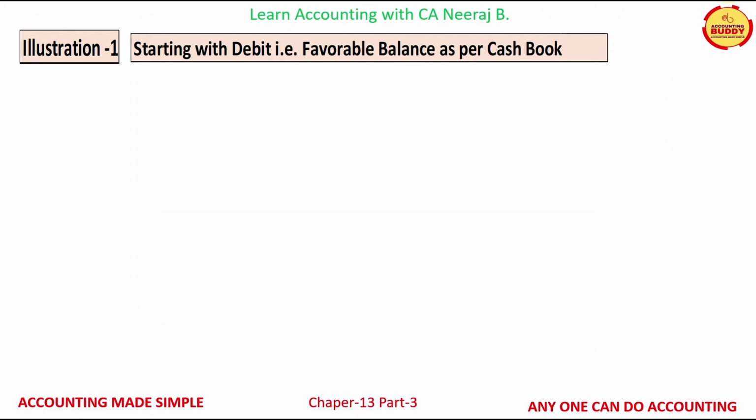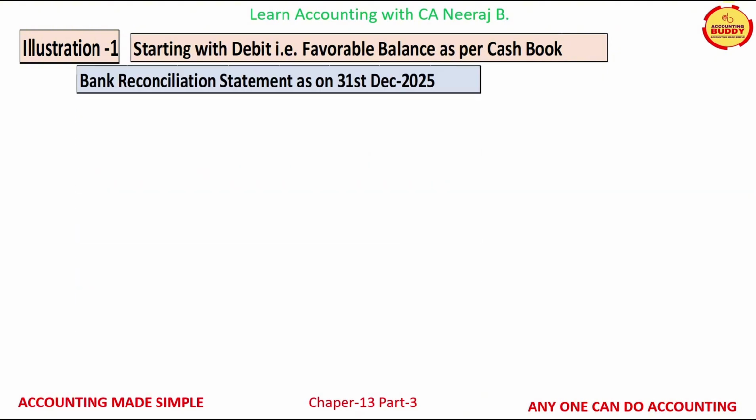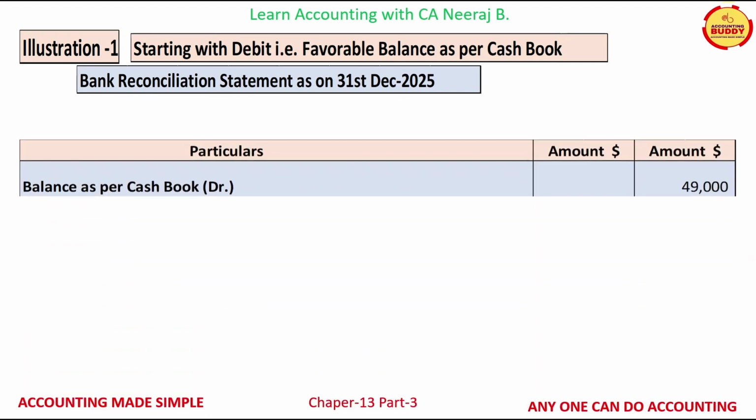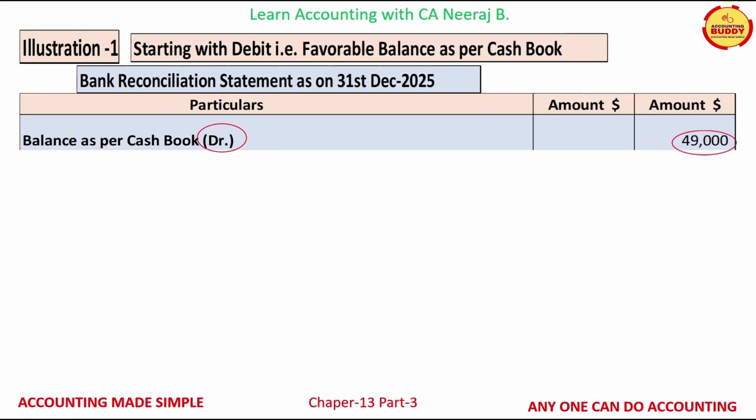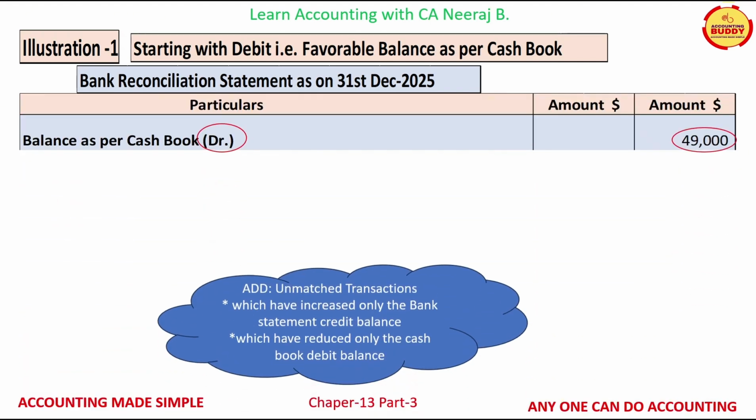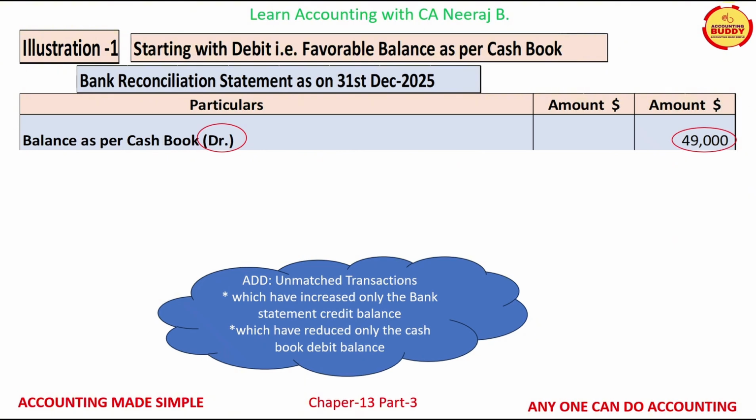Basis unmatched transactions identified and explained in the previous slides, let us now prepare the bank reconciliation statement as on 31st December 25. In this illustration, we will start with the cash book debit balance of $49,000. Now let us add the unmatched transactions which have increased only the bank statement credit balance and unmatched transactions which have only reduced the debit balance of the cash book.